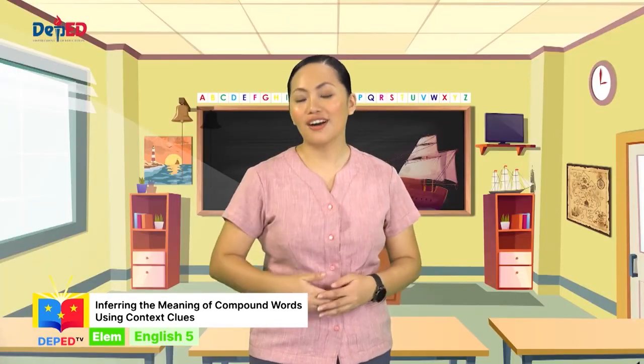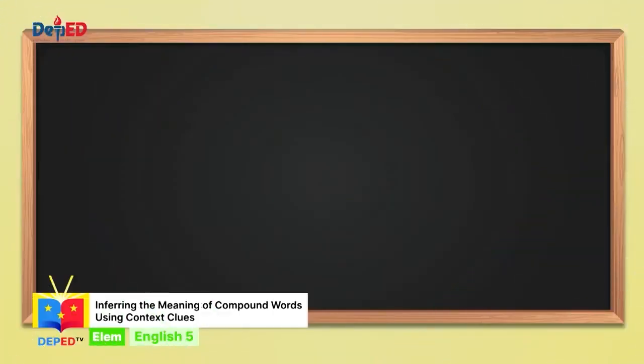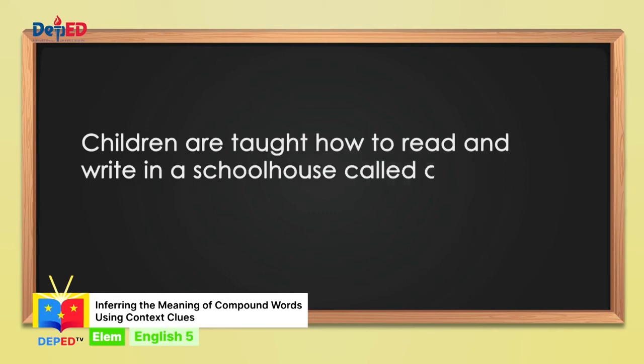It's your turn. Are you ready? Let's begin. The first sentence is, children are taught how to read and write in a schoolhouse called a classroom. What is a compound word? What type of compound word is it, and what is its meaning? Are you done? Let's look at the second sentence.